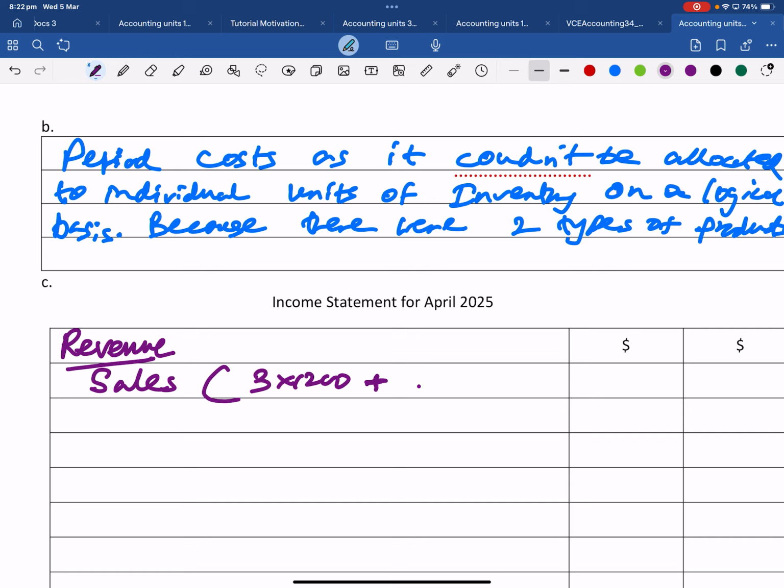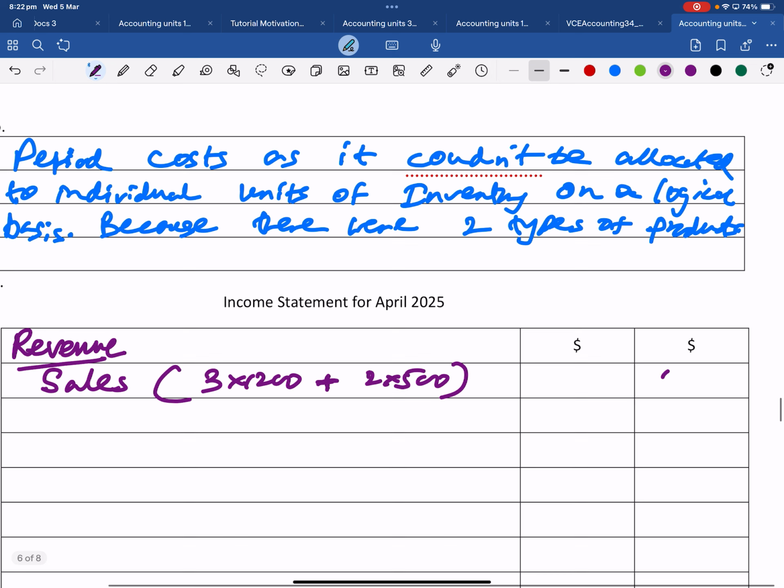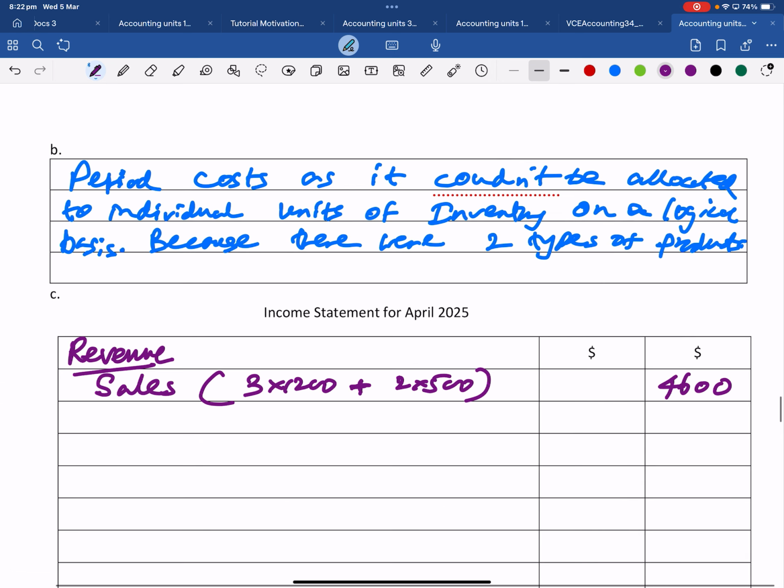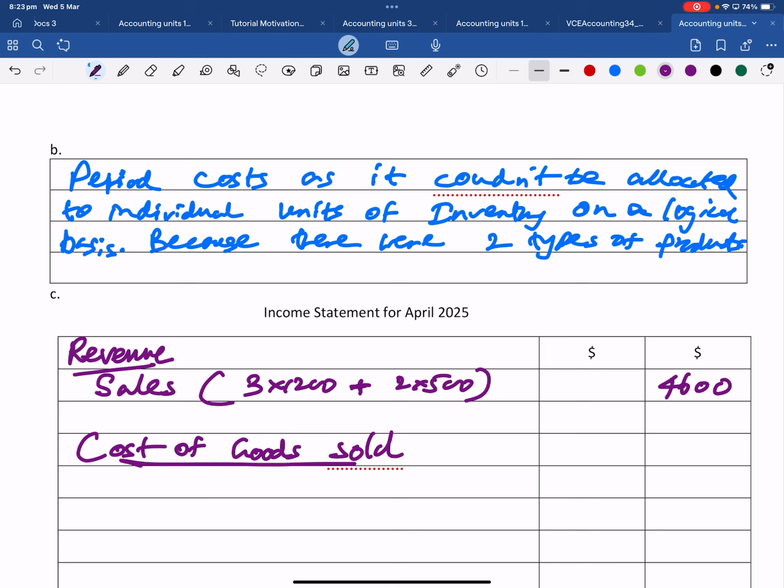3 times 1,200 plus 2 times 500, yeah? Which is 4,600. Then we have COGS. No, don't write COGS, please write cost of goods sold. So what are the cost of goods sold, guys?